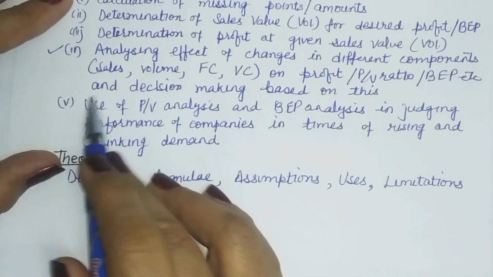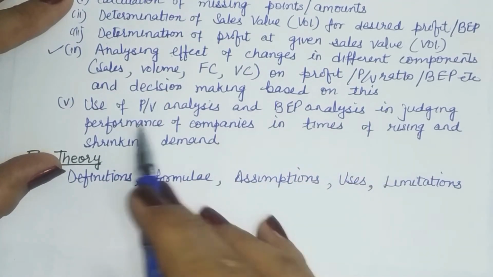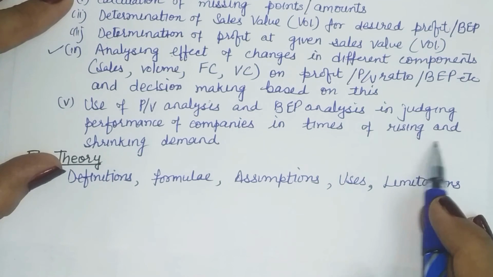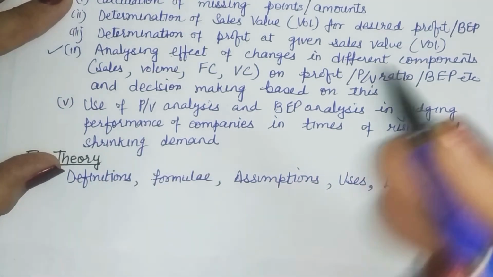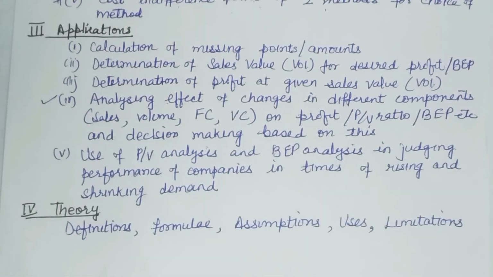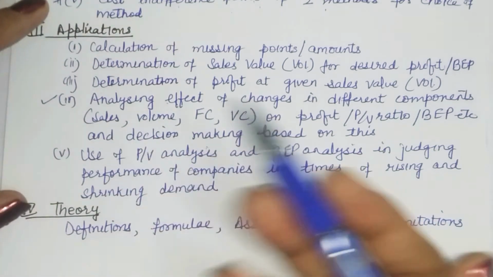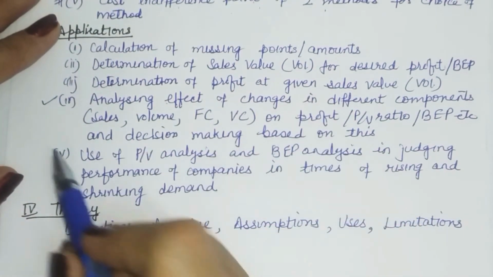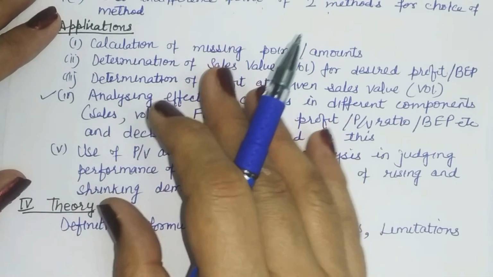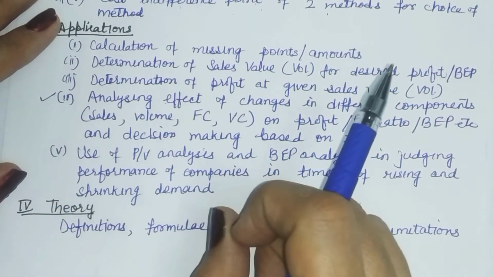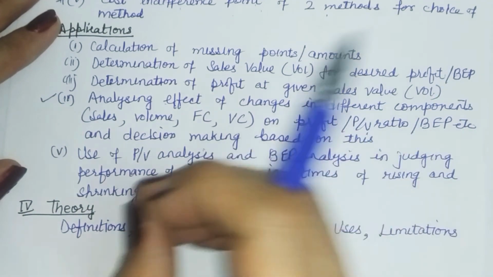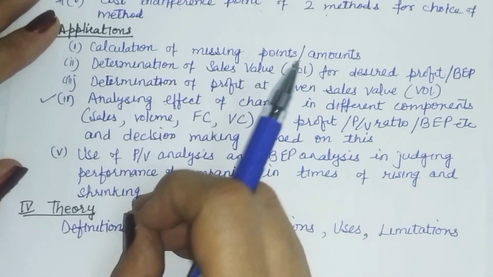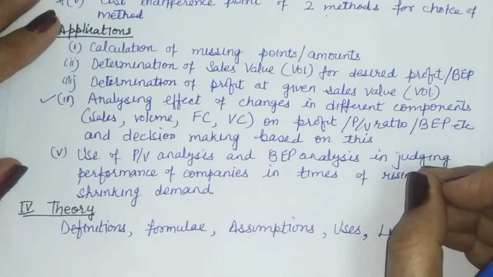Then you have use of both these analyses in judging the performance of the company in times of rising and shrinking demand. If a company's product demand is increasing, then which type of company will be doing better? And if the demand is falling or there is less demand, then which company is better to invest in? These are the types of decisions. So we'll not only be understanding the ratios and calculations, but our problems will involve analysis based on these ratios and decision making.